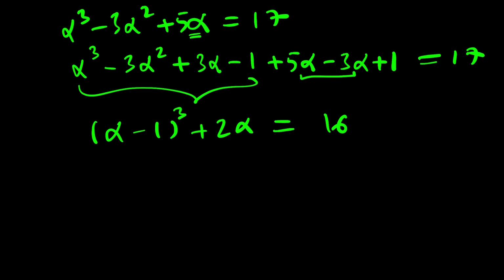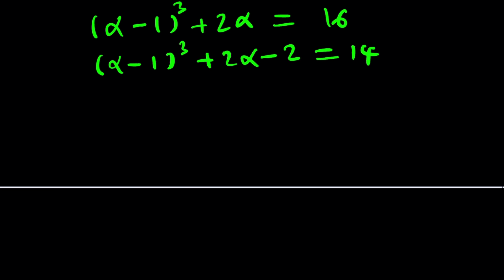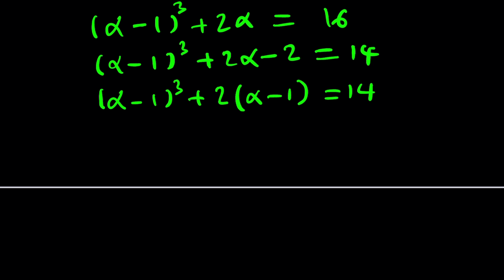Okay, so far so good? Now, here's what I want to do. I want to continue with the pattern. I want my new variable to be alpha minus 1 instead of alpha. You got that? So I'm going to subtract 2 from both sides, and that'll give me 14. Good, everything works out. Then I'm going to write this as follows. So far, so good? Awesome. Now, this expression is equal to 14.